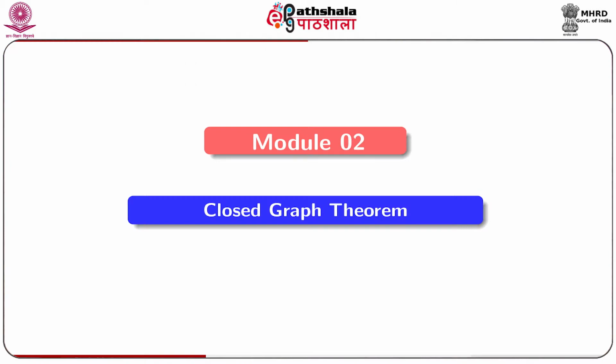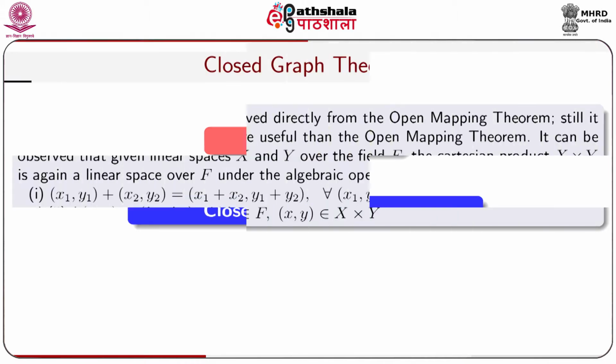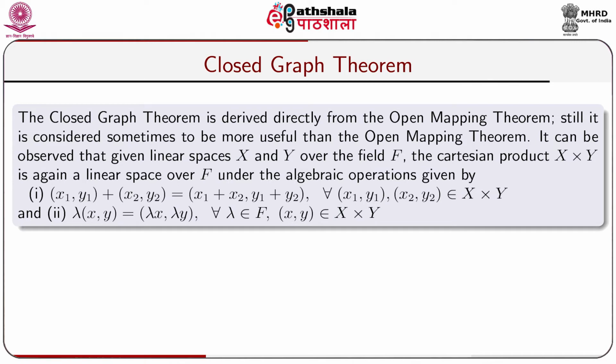Now, we start with module 2 of this chapter 6. This module starts with a theorem, namely the closed graph theorem. The closed graph theorem is derived directly from the open mapping theorem. Still, it is considered sometimes to be more useful than the open mapping theorem.